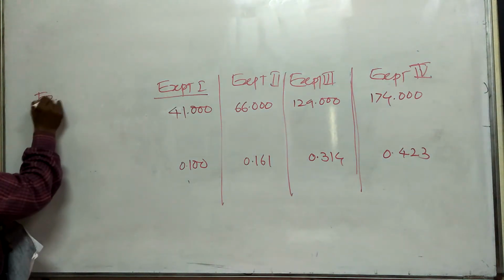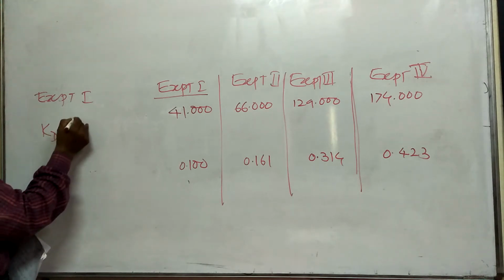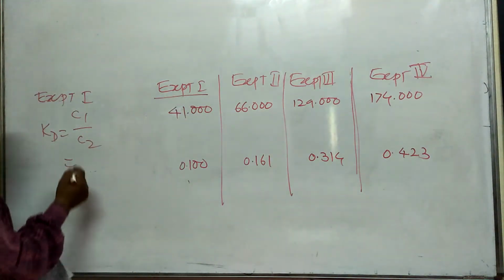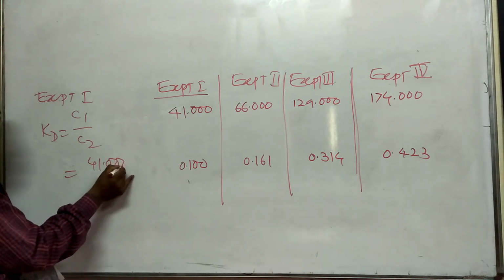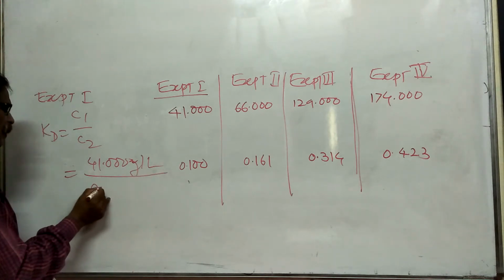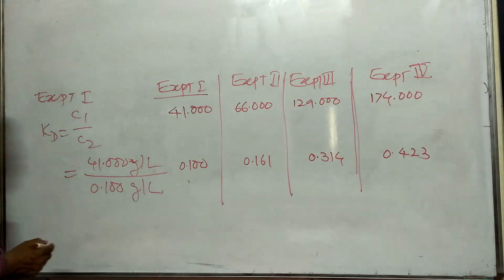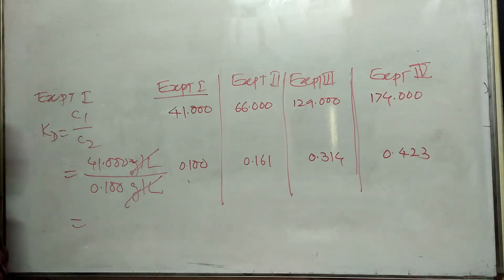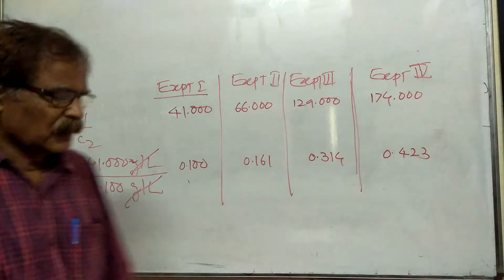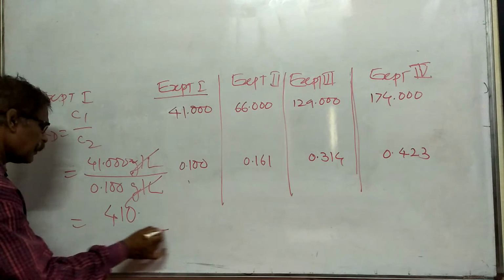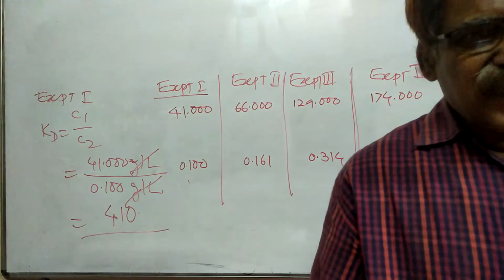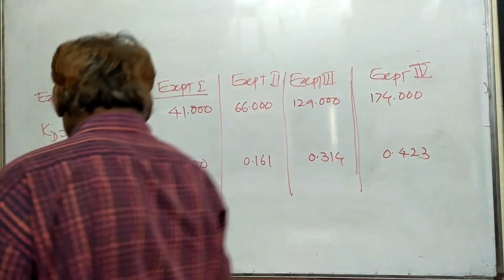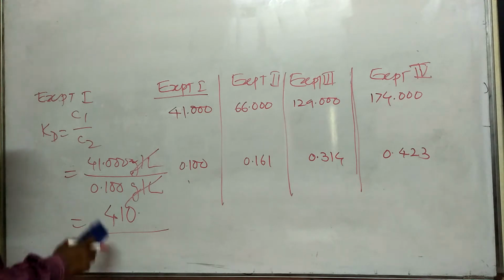So in case of experiment number 1, Kd is equal to C1 upon C2. Here C1, the concentration of iodine in CS2, is 41.00 grams per liter and the concentration of iodine in water is 0.100 grams per liter. So grams per liter cancels and we will find that the ratio C1 upon C2 in this particular case is 410. In this way, we have seen the partition coefficient of solute iodine between carbon disulfide and water in experiment number 1 is 410.